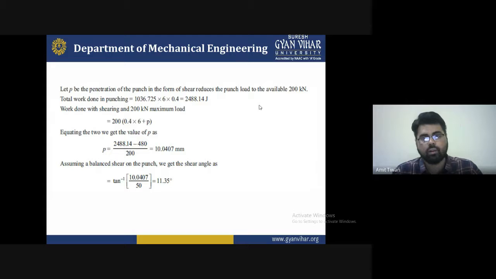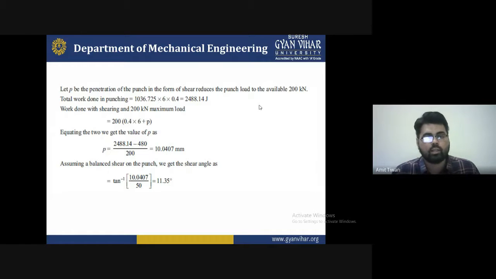The value is indicated in joule, that is 2488.14 joule. When we consider the work done with shearing at the 200 kilonewton maximum load, you can put in the value: 200 × (0.4 × 6 + P).